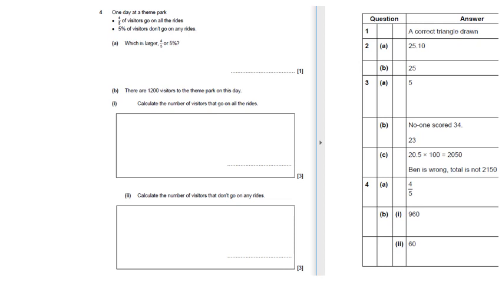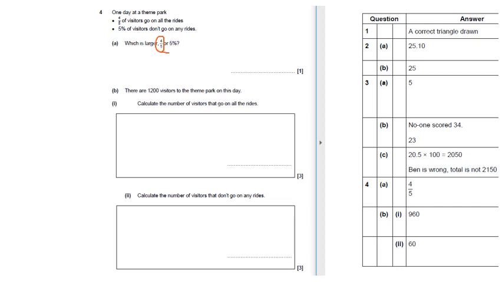So I've put the answers on this one. You can see that their explanation for 3B was no one scored 34, and we got 23. And they're saying Ben is wrong, total is not that. Okay. One day at a theme park, I'm glad we've gone on to a different question. One day at a theme park, 4 out of 5 visitors go on all the rides, 5% don't go on any of the rides. Which is bigger? Oh, that one's obviously bigger.